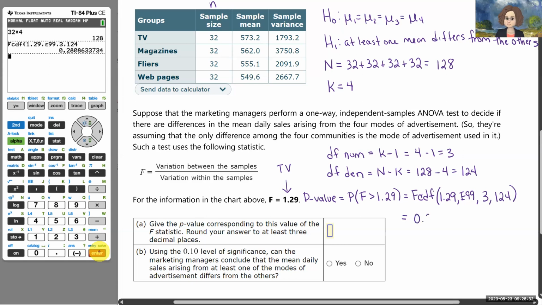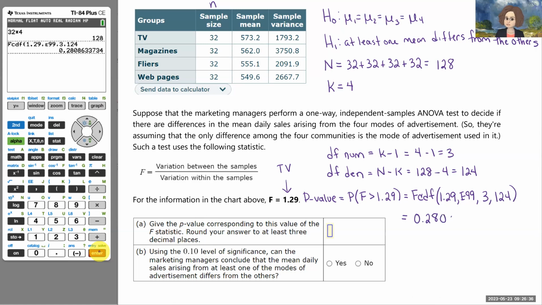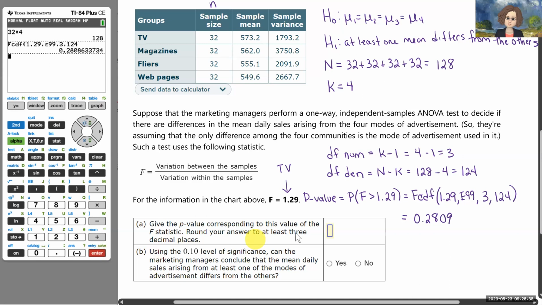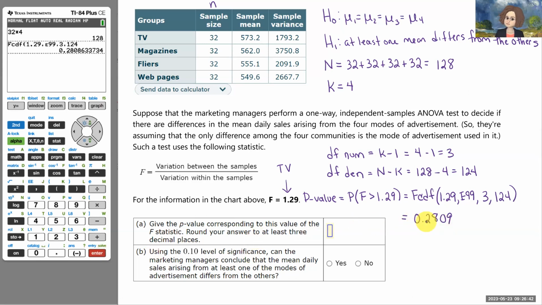So 0.2809. So the directions over there in terms of rounding say to round to at least 3 places. And we typically do 4 places for our p-values. And I'm just going to write that in a percent version as well. That's a very big p-value, 28.09%. So let's write our answer here. So put that in decimal.